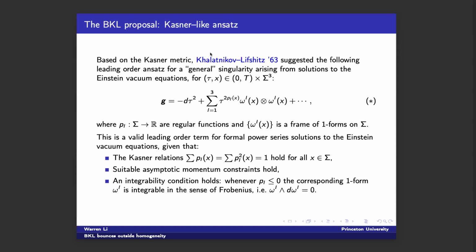If I have any p_i that satisfy these relations, then you'll notice that one of them has to be non-positive. Because if you have three numbers between 0 and 1 that sum to 1, you square them and the sum of squares is less than 1. So one of them has to be at least 0 or negative. So there's always at least one negative direction.